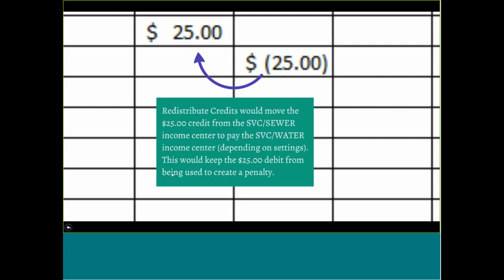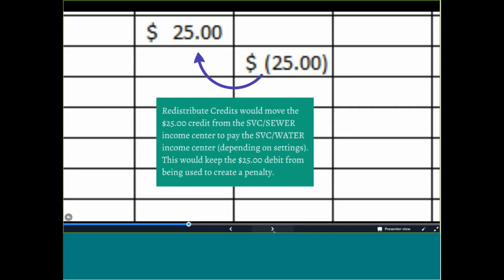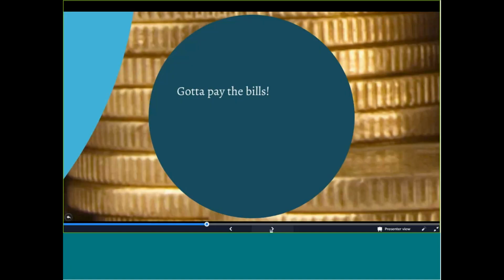That's all depending on the settings that we'll go over in a little bit. This will keep the $25 credit from being used to create a penalty. When you run the process, these two fields will be blank because it will zero itself out. So you have to move the credit balances from the income centers they're in into the other income centers that need to be paid off. This is an example just to put it into the real world.